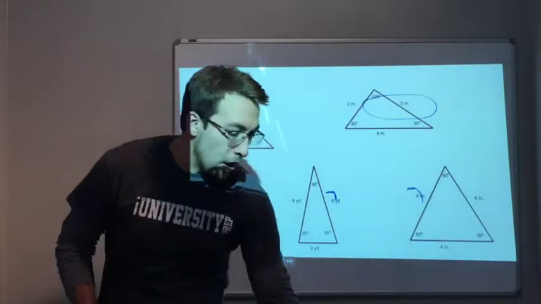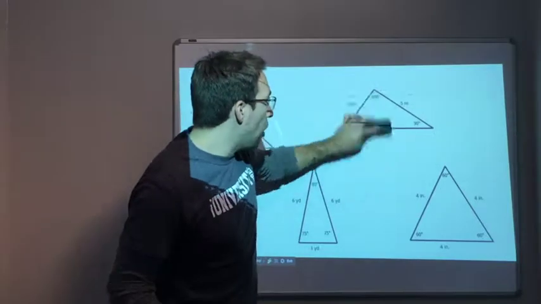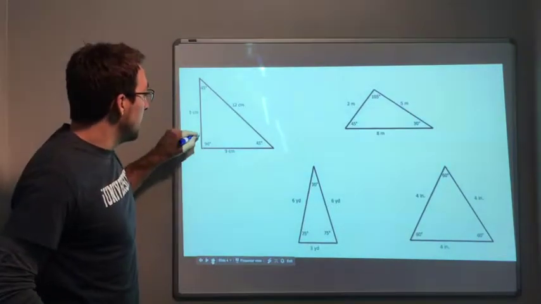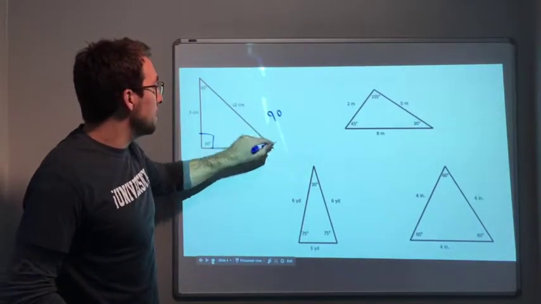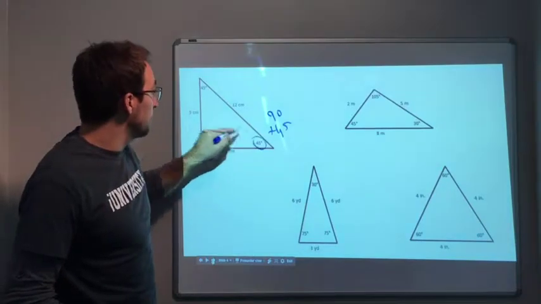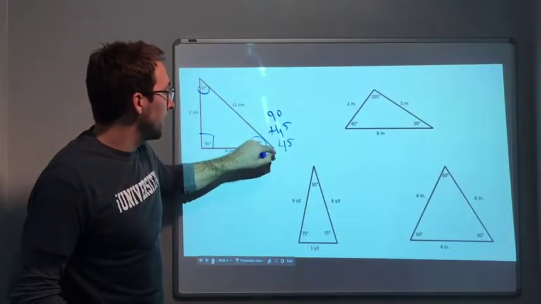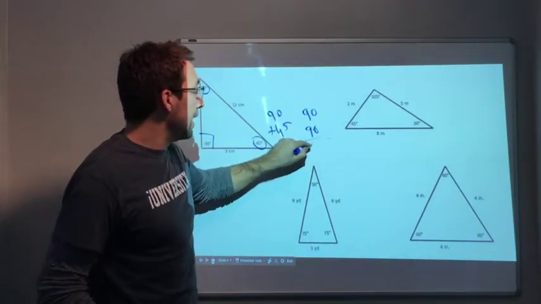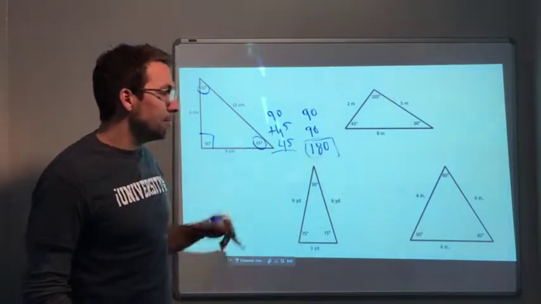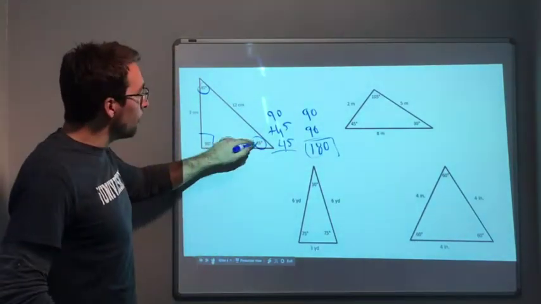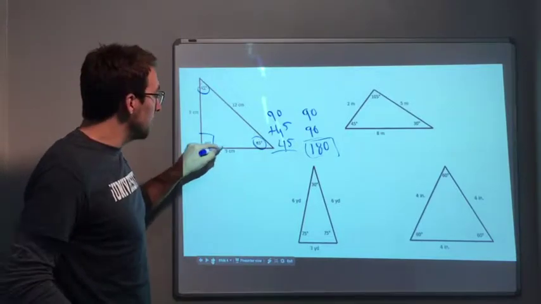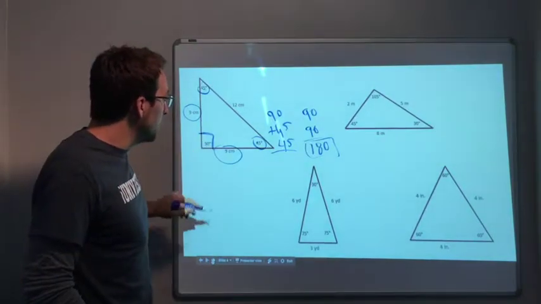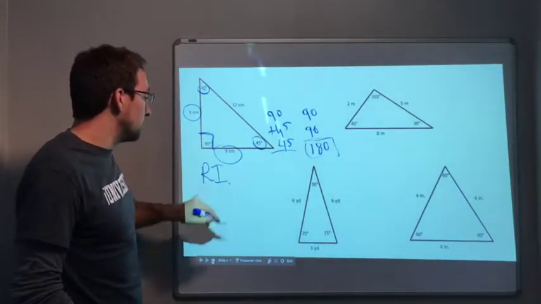Okay, so if all triangles measure to 180 degrees, notice 90 degrees, 90 plus 45, right, plus 45. Okay, 45 and 45 is 90. So 90 plus 90, that equals 180. Isn't that awesome? And notice this, 45 and 45. So that tells me, oh look, 9 centimeters, 9 centimeters. This is an isosceles triangle. It's also a right triangle. It's a right isosceles triangle.